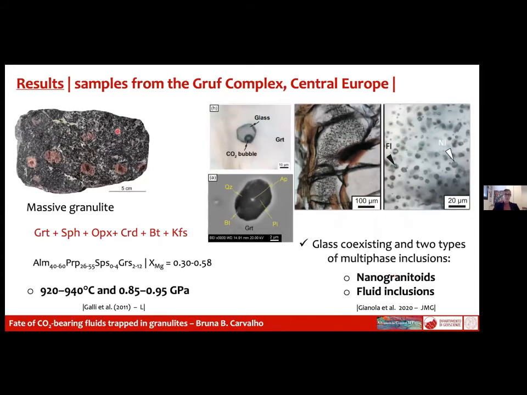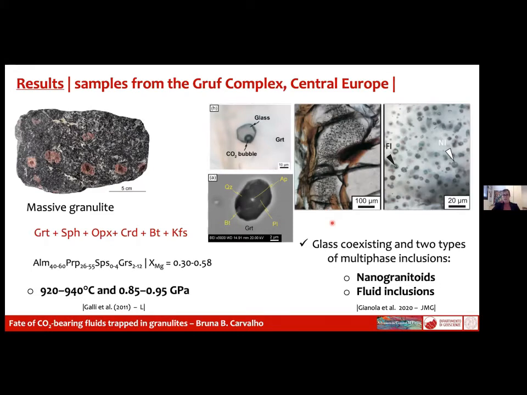Here, the macroscopic view of the rock that we studied. It contains a garnet, sapphirine, orthopyroxene, cordierite, biotite, and K-feldspar. And the PT conditions reach higher temperatures, so 920 and 940 degrees. And again, the garnet has a primary arrangement of the inclusions.